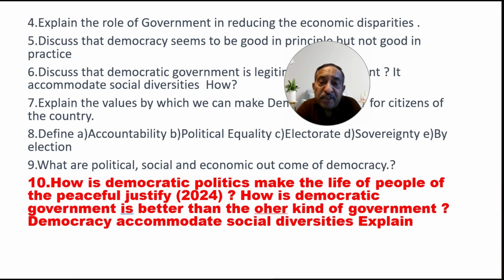How does democratic politics make the life of the people peaceful and just? How is a democratic government better than other kinds of government? Democracy accommodates social diversity. Explain.